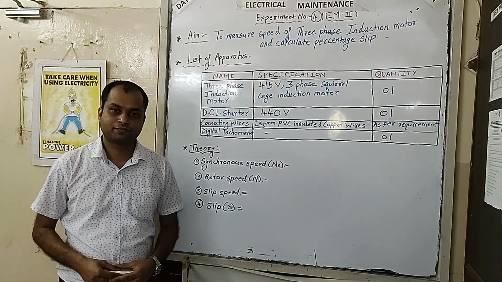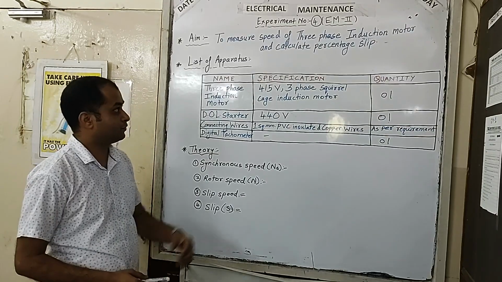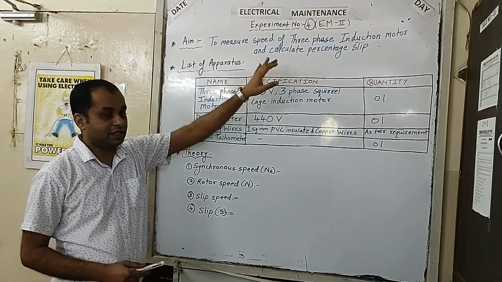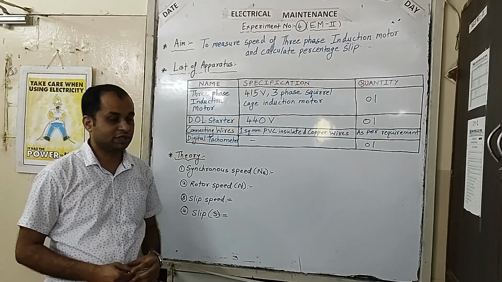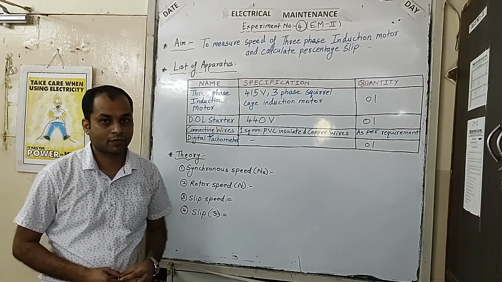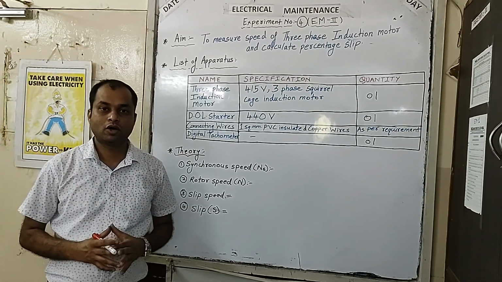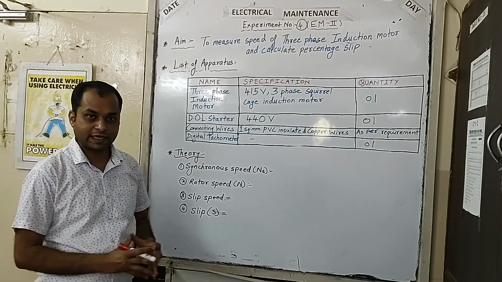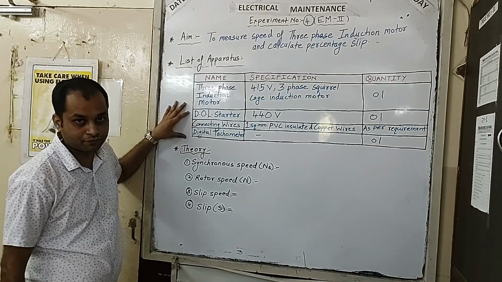Hello students. So now we will discuss the next experiment, that is experiment number 4, to measure speed of three-phase induction motor and to calculate percentage slip. This is a practical that we need to perform on a three-phase induction motor. For this practical we will require the following list of apparatus.